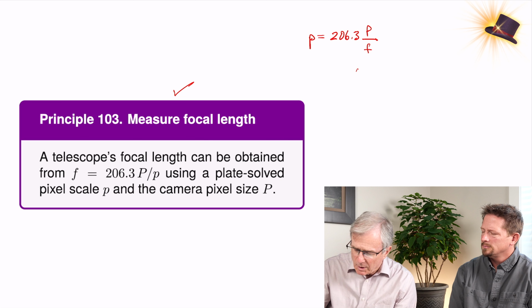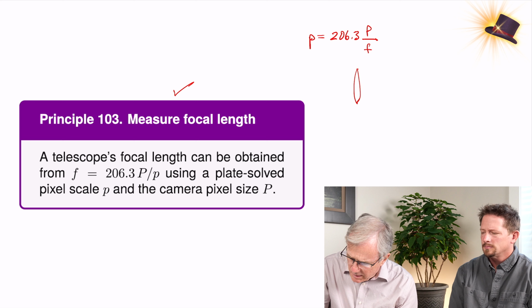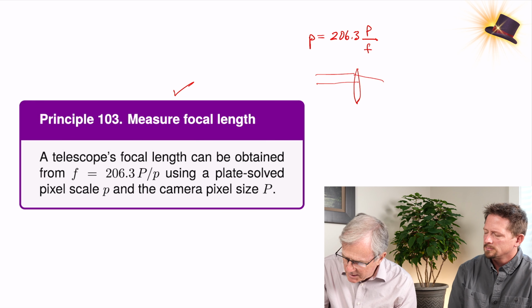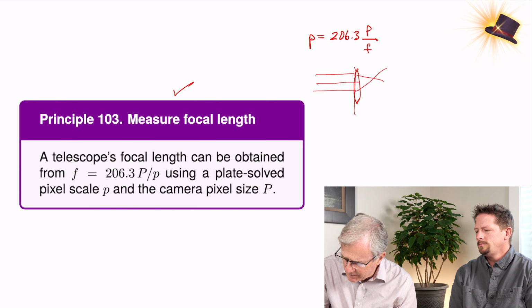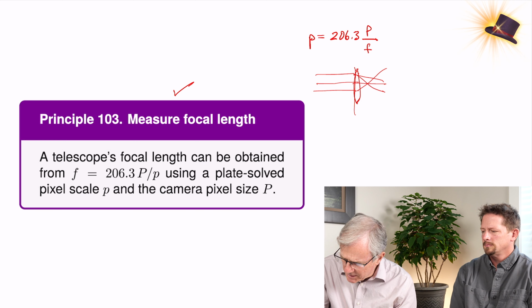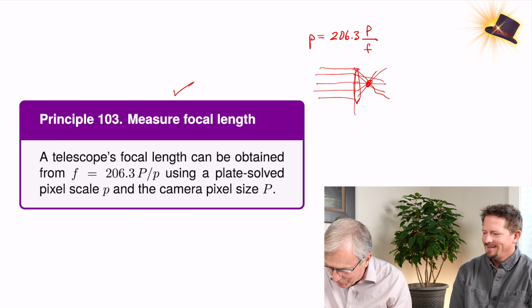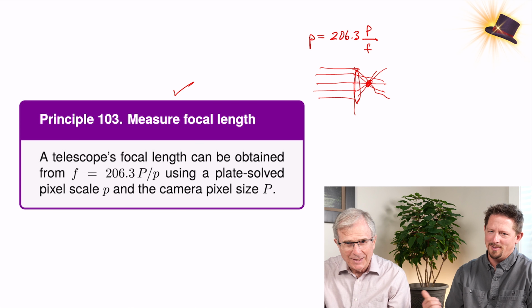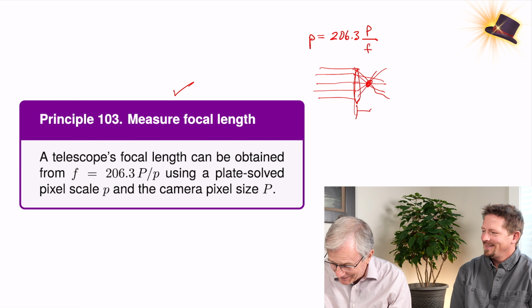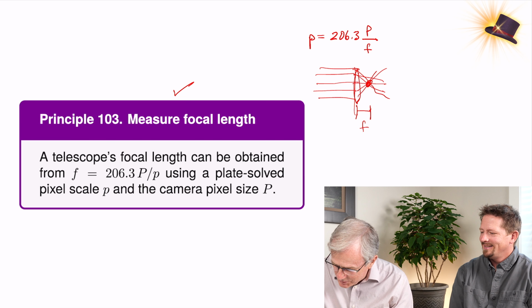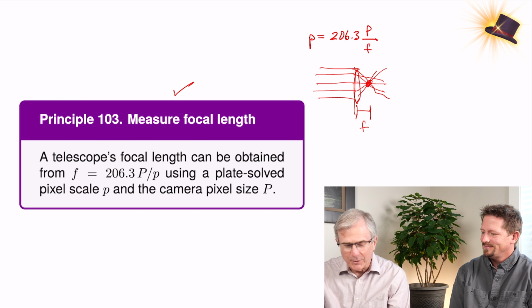Why is that useful? Well, because the focal length is easy for a thin lens. The rays come in, and all the rays come to the focus at the same place. You can see that. Close enough, right? So they come to focus right here. That gives you the focal length, and that's how it's defined for a thin lens.